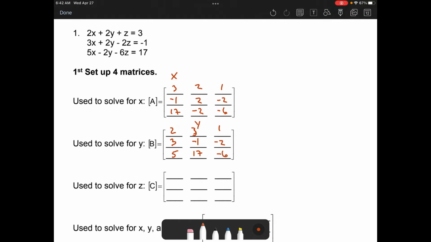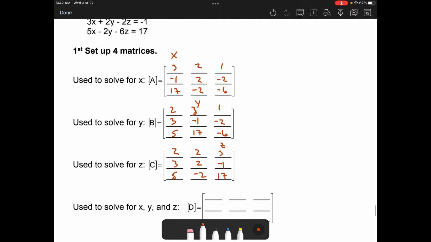Then my C matrix is going to be used to solve for z. So this is my z column. Again, I'm going to replace my z column with 3, -1, 17, my constants. X coefficients remain the same, 2, 3, 5. Y coefficients remain the same, 2, 2, -2. So those are my first three matrices, A, B, and C.